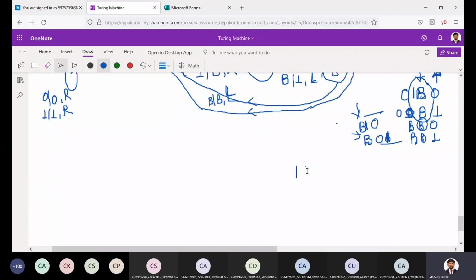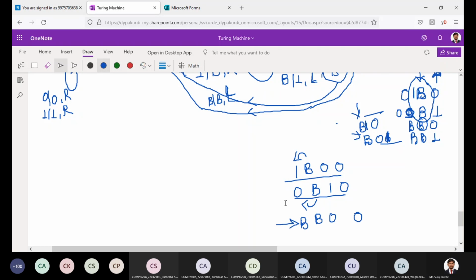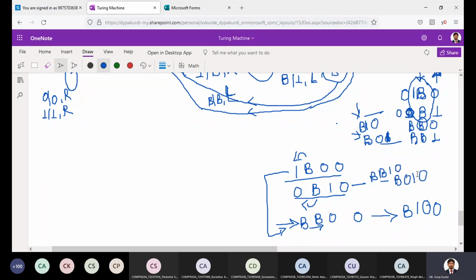Let me write here 1 blank 0 0 0 blank 1 0. Let's consider this is the current cell. So to the left of B, on this transition, what is it, 0 or 1? Replace them, B B 0 0. So it becomes B B 0 0. Then go to the right cell, replace it with 1 0 0, right? Or it becomes B B 1 0, then B 0 1 0. Now we have replaced this one.